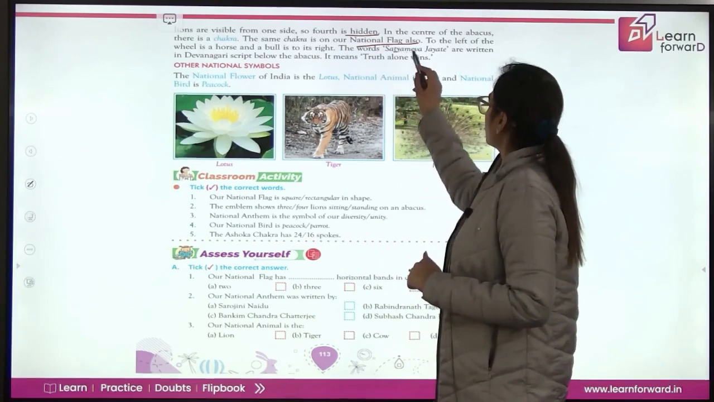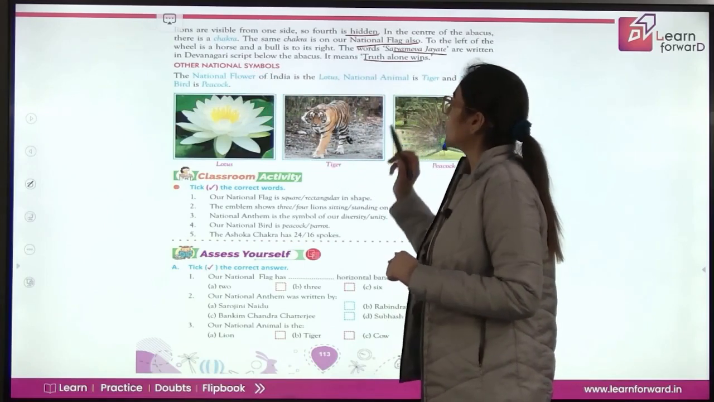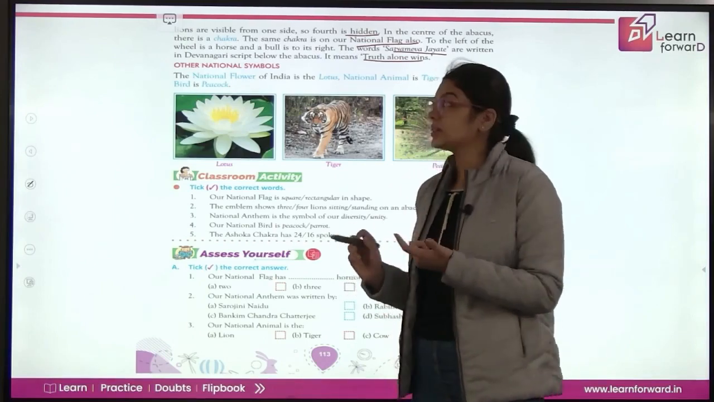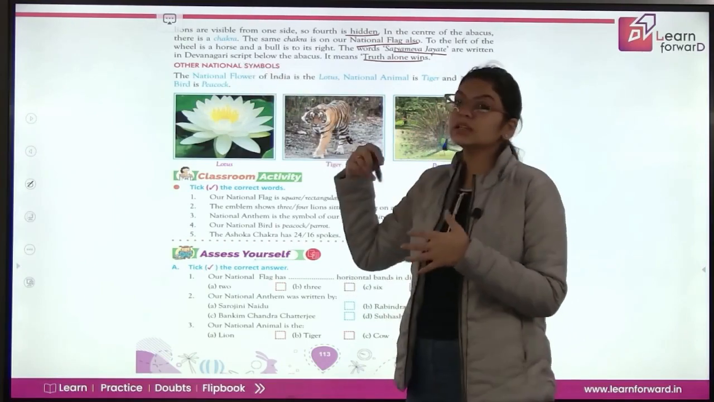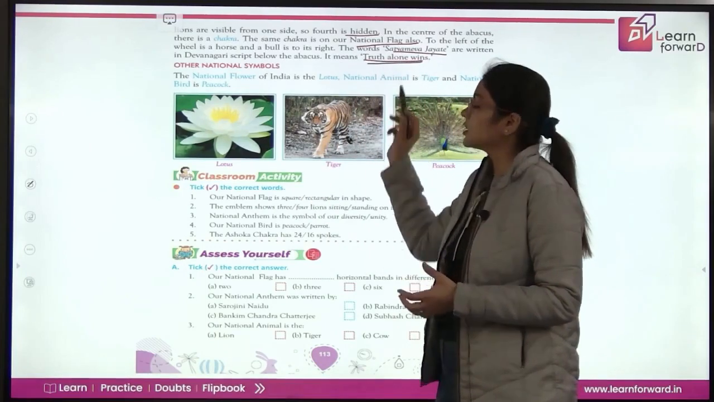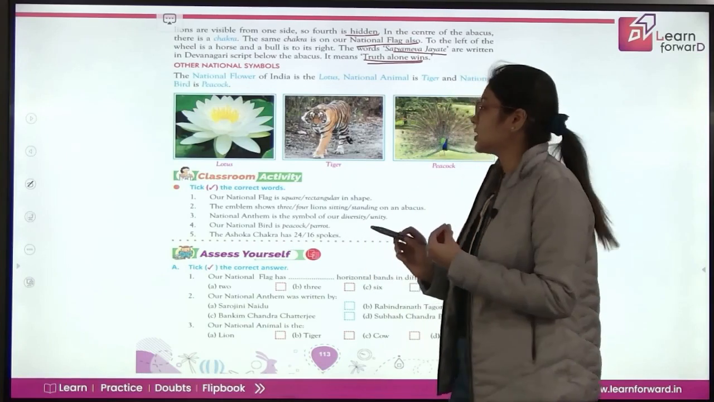The words Satyameva Jayate are written in Devanagari script below the abacus. It means truth alone wins. So other than that, there are the words Satyameva Jayate which are written in Hindi, basically Devanagari script. What does this show? What does Satyameva Jayate mean? It means truth wins alone. हमेशा सच की जीत, सच हमेशा के लिए जीतता है.